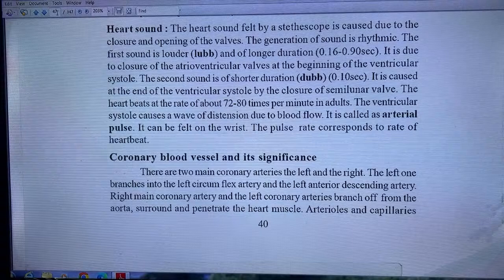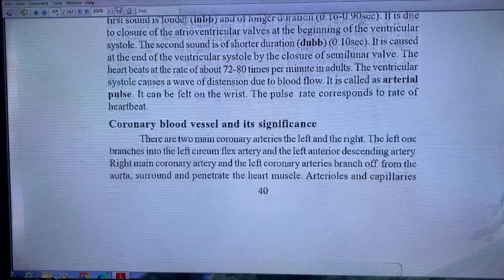The ventricular systole causes a wave of distension due to blood flow. It is called arterial pulse. It can be felt on the wrist. The pulse rate corresponds to the rate of heartbeat.